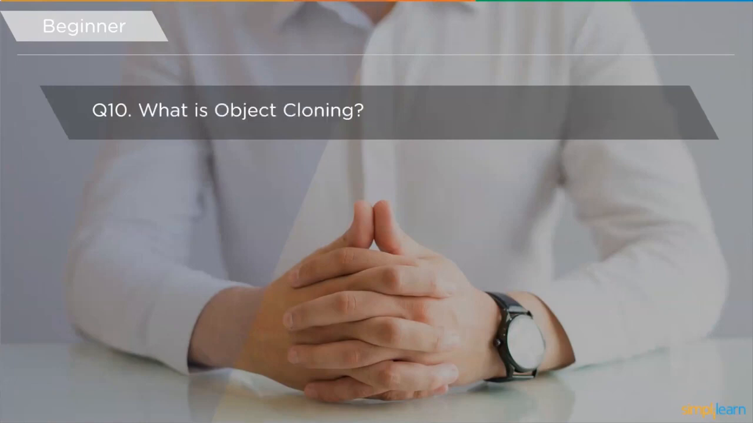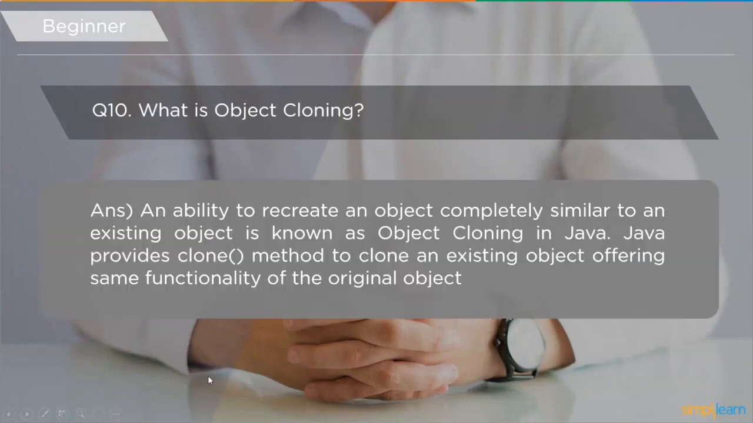What is object cloning? I guess the word object cloning is completely self-explanatory. Yet the answer for this question is, it is an ability to recreate an object completely similar to the existing object. This process is known as object cloning in Java. Java provides a built-in method, that is the clone method, to clone an existing object, offering the same functionality as that of the original object. So followed by the 10th question, we have our 11th question.